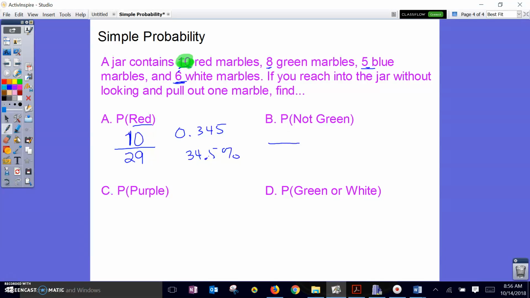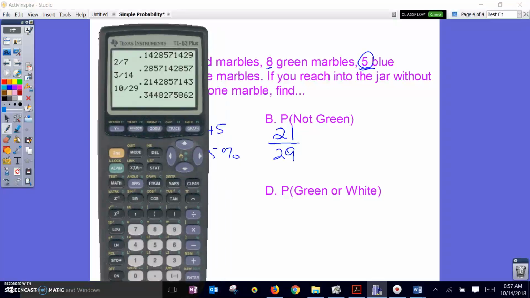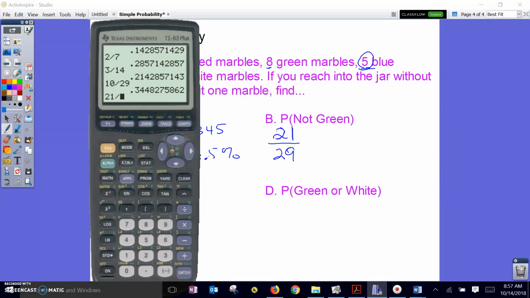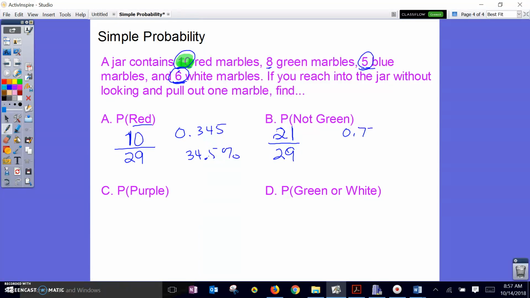Next, the probability that it is not green. Okay, so what is a success for not green? Any of the other 3 colors. So 10, 5, 6. If I add all those up, there are 21 marbles that are not green. So the probability of getting something that's not green is 21 over 29. Or if I want to calculate out the decimal, 0.724, or 72.4%. Okay, any of those would be a good answer.